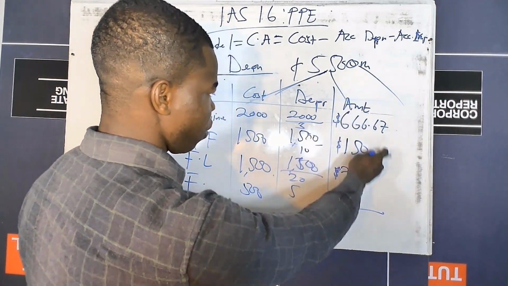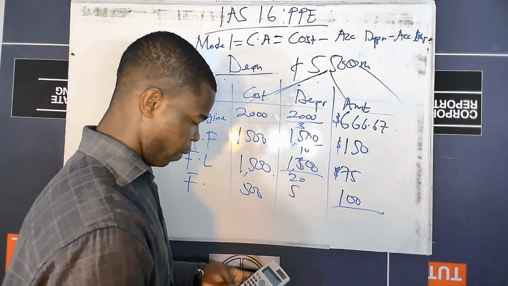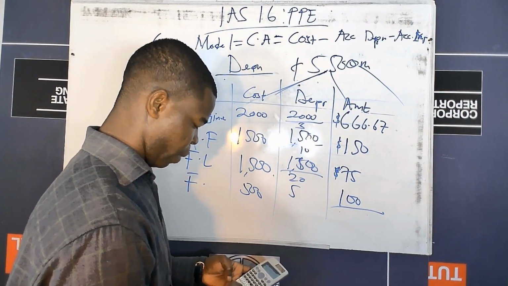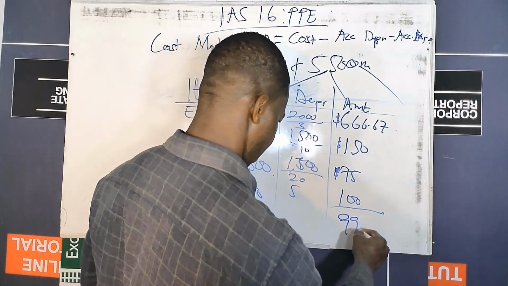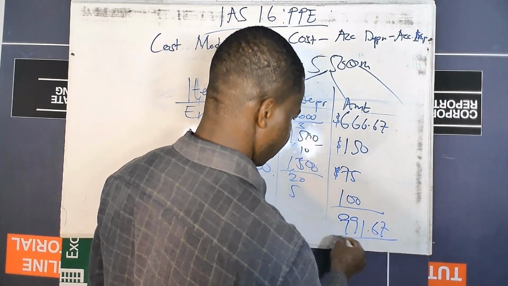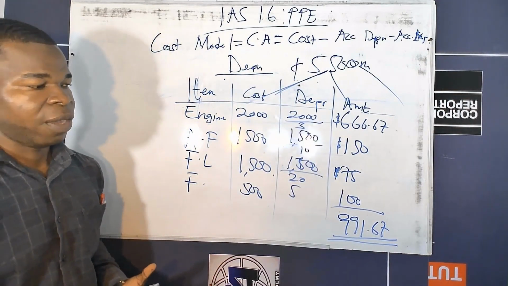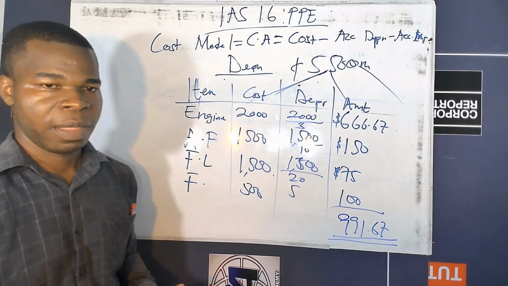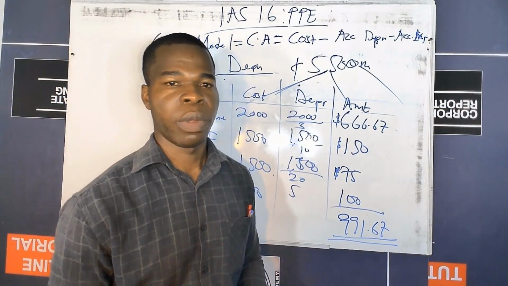So we sum all these up: 666.67 plus 150 plus 75 plus 100. This is going to be 991.67. This is going to be our depreciation for the period. So remember that anytime the asset comes with what? With a major component part.